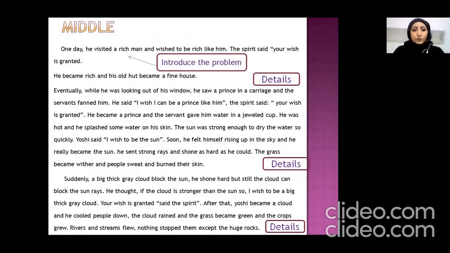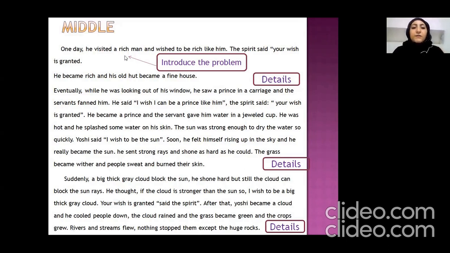Let's move to the middle of the story. One day he visited a rich man and he wished to become rich. He said, oh, I want to be rich. And who said, your wish is heard? The spirit. Spirit said, your wish is granted. So that's the main problem or the main event in the story. That's the first thing that happened in the story to teach Yoshi a lesson.